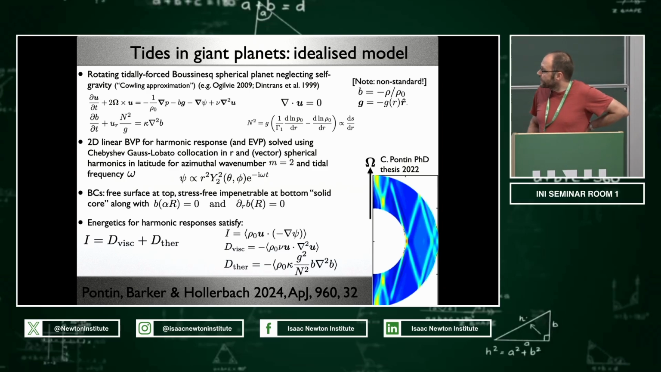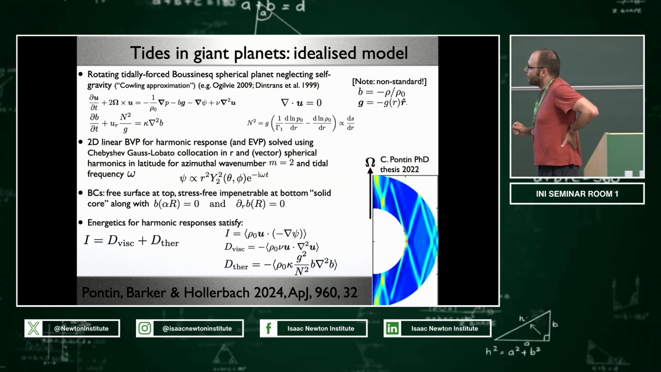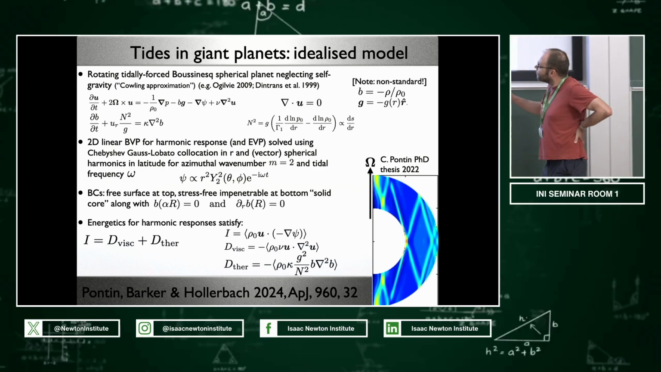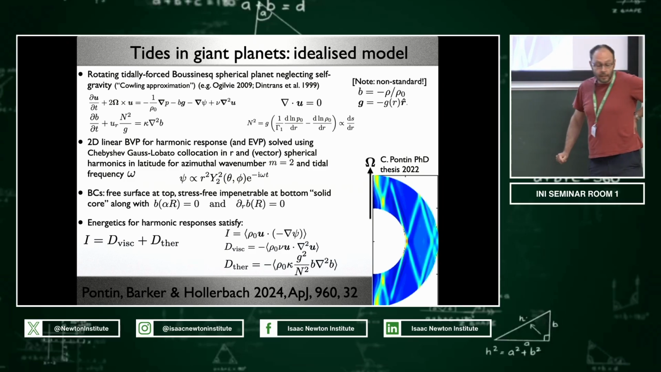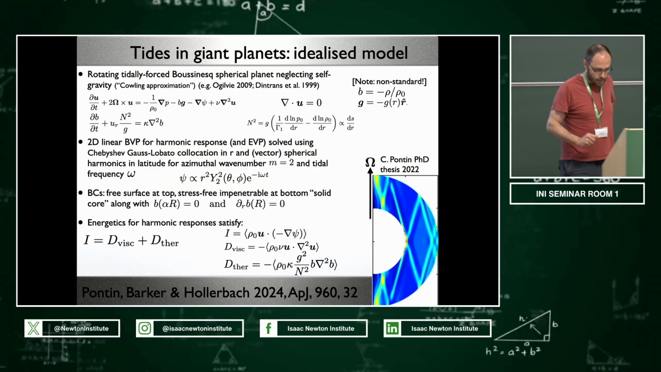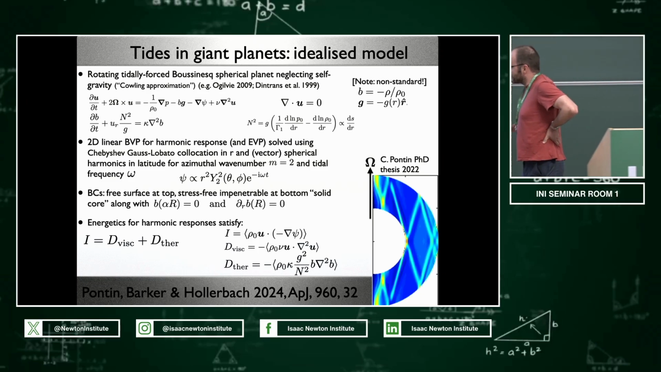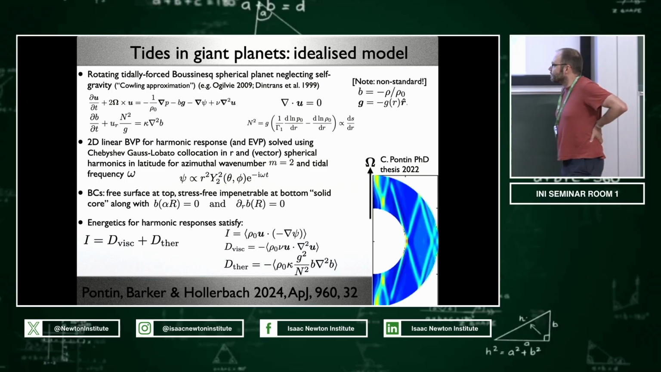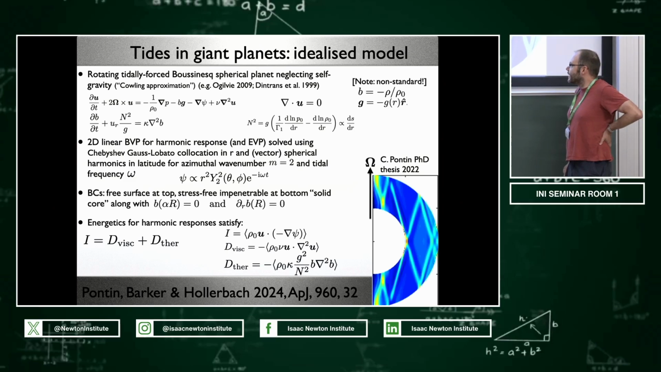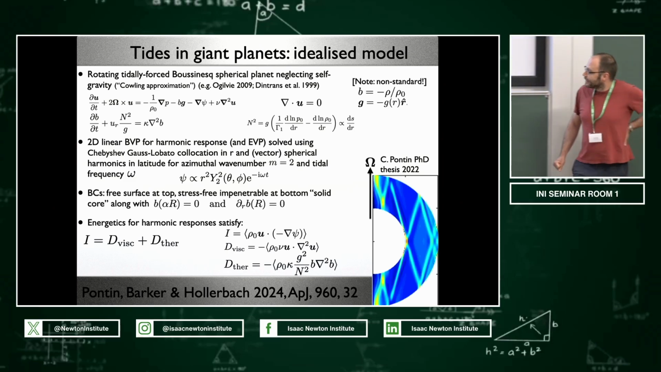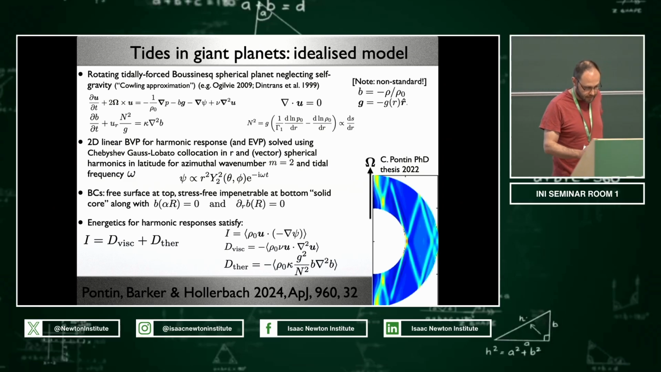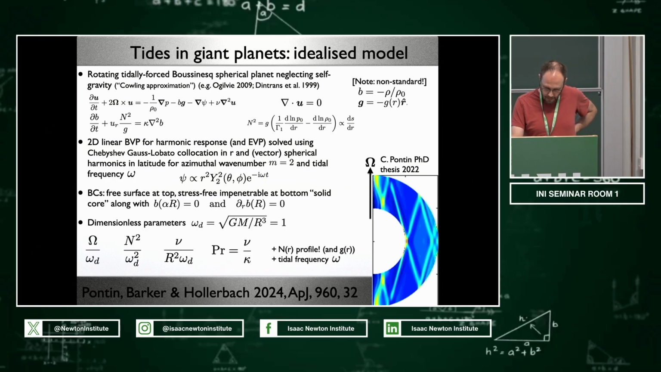And for harmonic responses, which is what we're going to be looking for, we're going to just look at the response of the dominant tidal component, which is quadrupolar with m equal to 2. And we're going to look at the linear tidal response to that component. So we know that component needs to satisfy energy balance. So the energy that's input by the tidal potential is going to be balanced by a combination of viscous and thermal diffusion in this model.